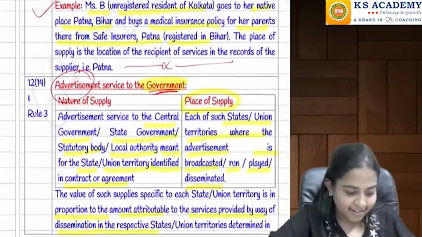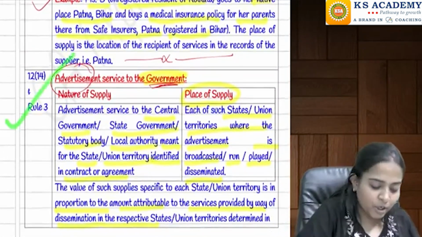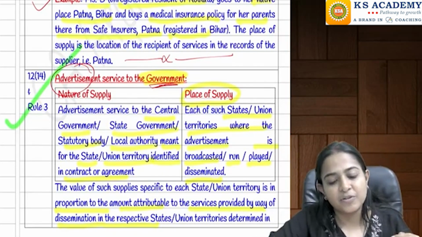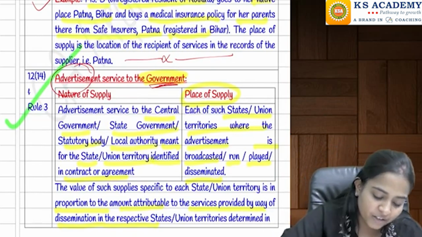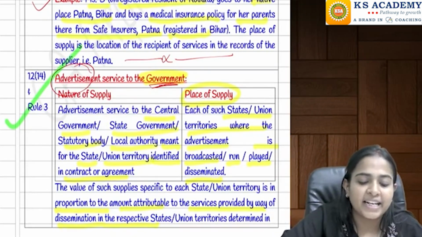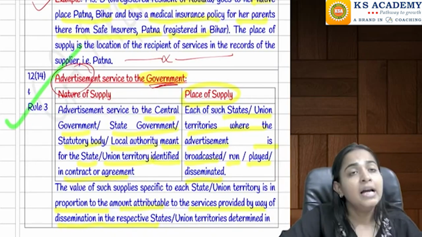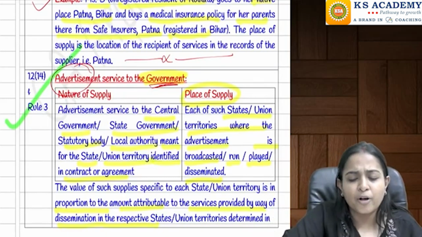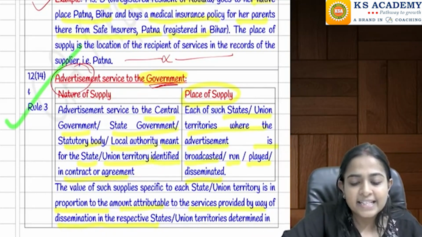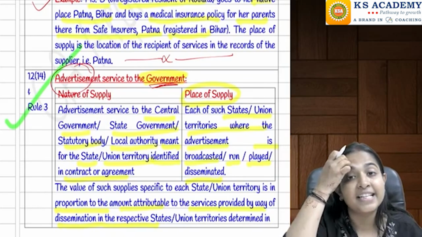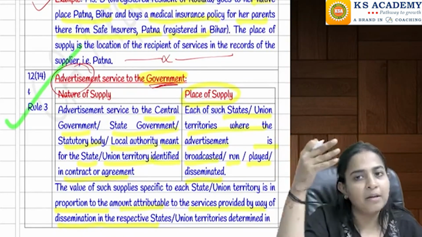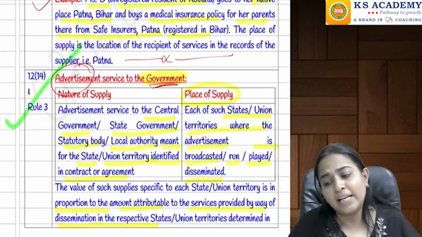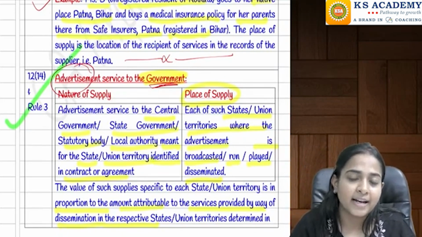Then after that, the next big thing coming up, section 12(14) along with rule 3. When we have provided any advertisement service to the government, the central government, state government, local authority, statutory body, etc., then the place of supply will be each of those places wherever the advertisement has been displayed or shown. In such cases, can there be multiple states involved? Yes, for example, an advertisement on TV. Viewers in multiple states are seeing it. Or an advertisement by way of SMS. Multiple telecom users are seeing that particular SMS, right?